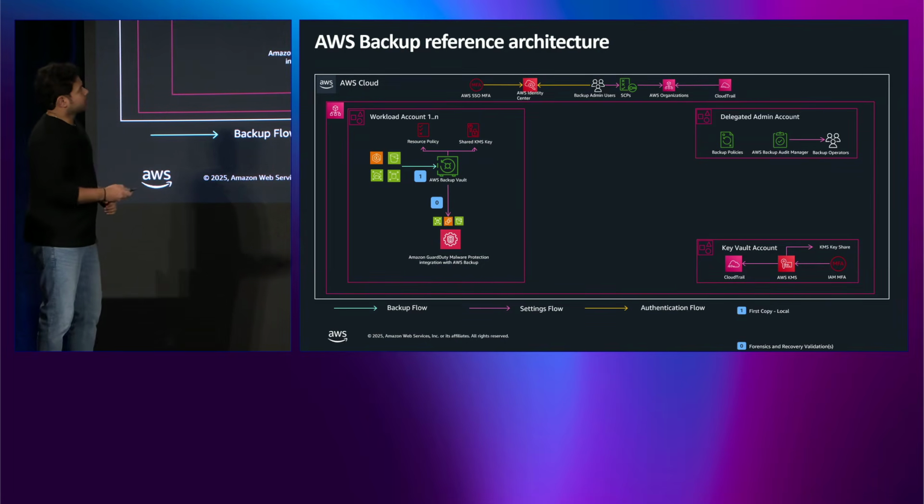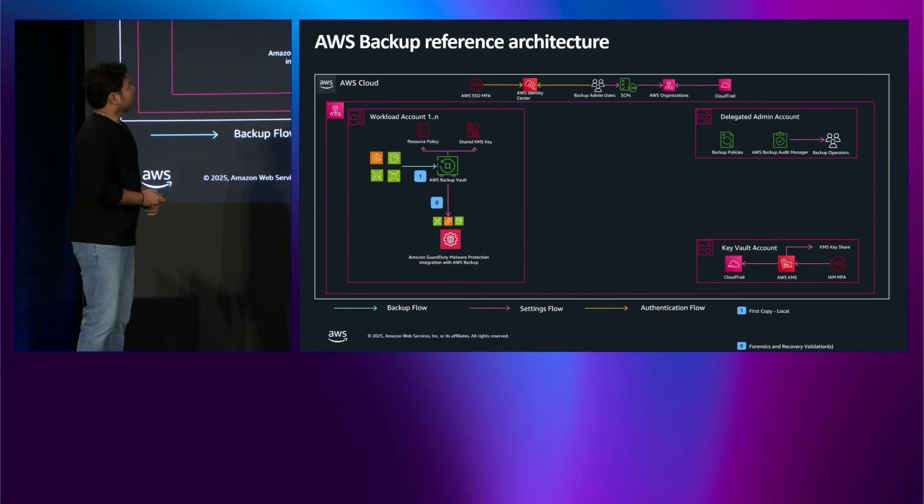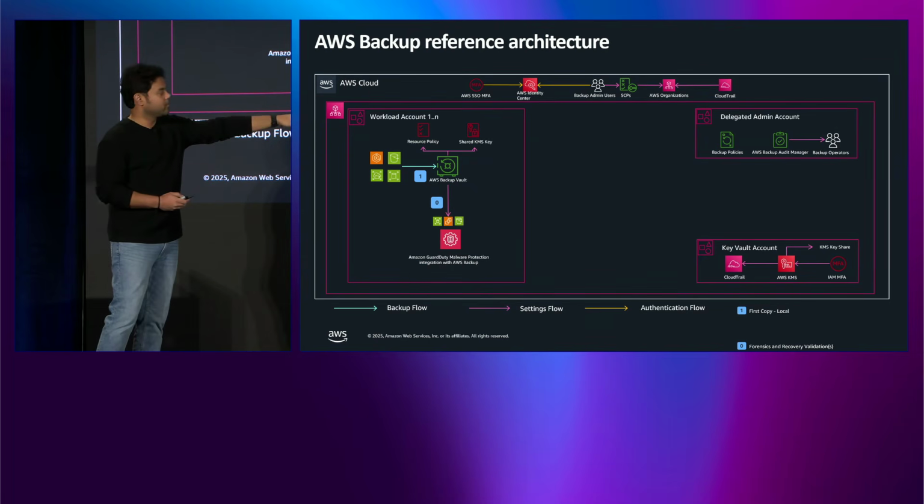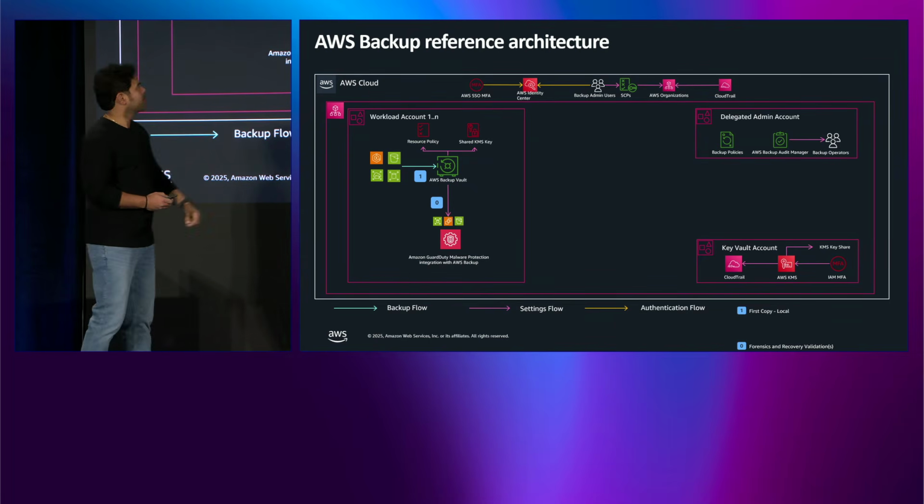The backup policies that were created in the delegated admin account will be responsible for triggering the first backup copy of your EKS workloads that are sitting in your workload account. That's the first copy that is local, which you see out there.